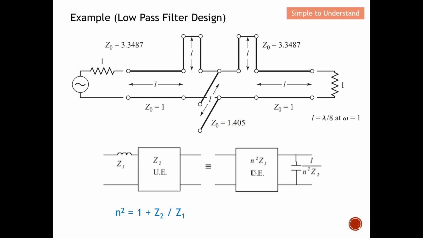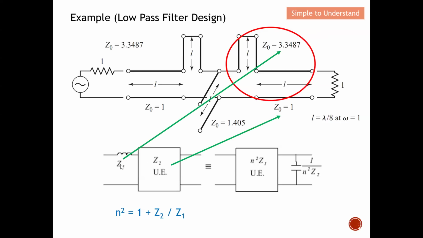Therefore, I need to do the calculation to find out what N²Z1 and 1 over N²Z2 are. From this equation, you can easily see that this portion is the Kuroda part, like I mentioned earlier. This part will be Z1. This unit element will be Z2. So from here, I know that Z1 equals 3.3487 and Z2 equals 1. Once I have this, I can easily compute my N² value. I have my Z2 value, which is 1, and my Z1 value, which is 3.3487. With that, I can calculate my N² value.